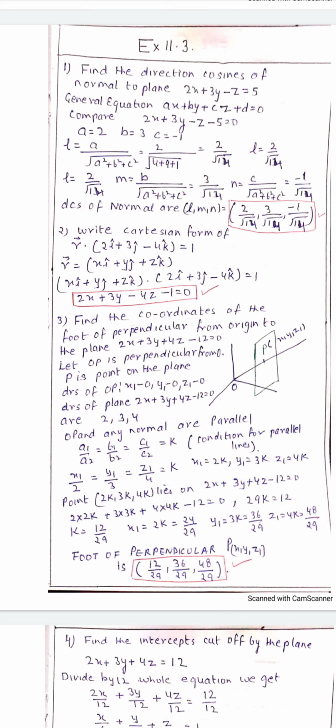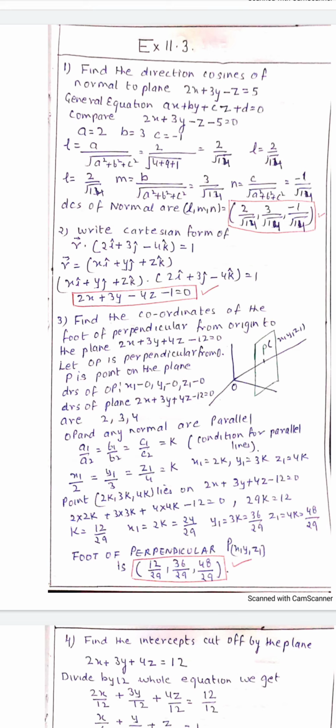Third question. Find the coordinates of the foot of the perpendicular from the origin to the plane 2x plus 3y plus 4z minus 12 equal to 0. You can see O is the point which is known as the origin. And from the origin a line is drawn perpendicular, which is passing through the point P (x1, y1, z1). You can see the plane also in the figure. And we want to find out what is the point P. This point P is known as the foot of the perpendicular drawn from origin O. So in doing so, this is how we have to do.